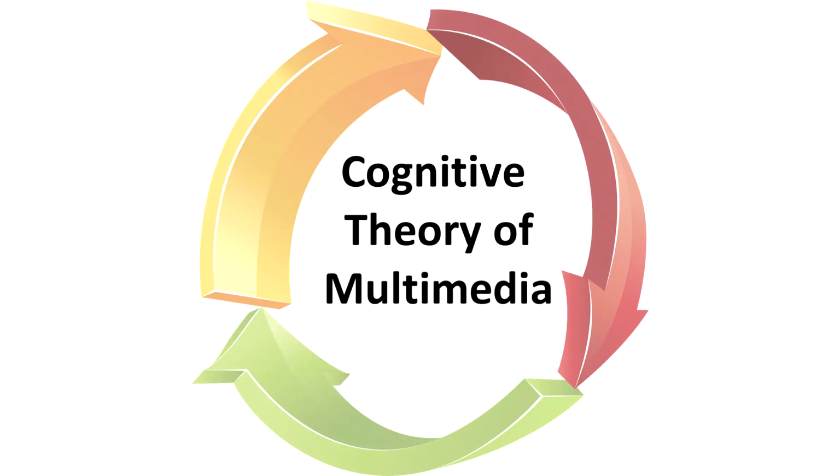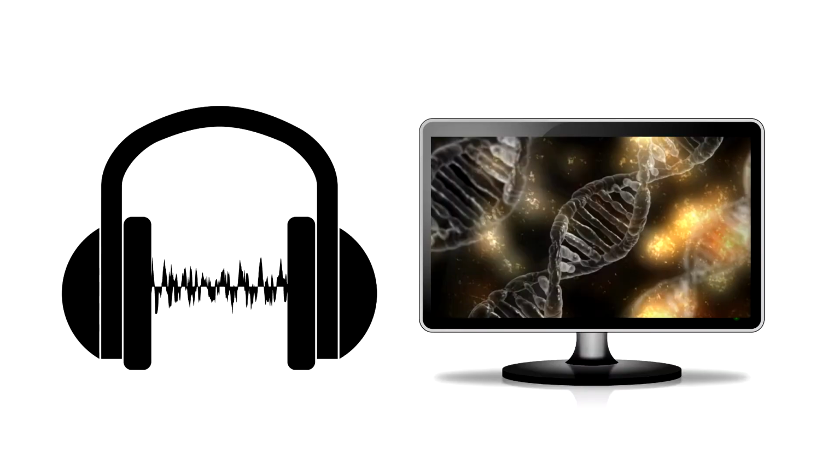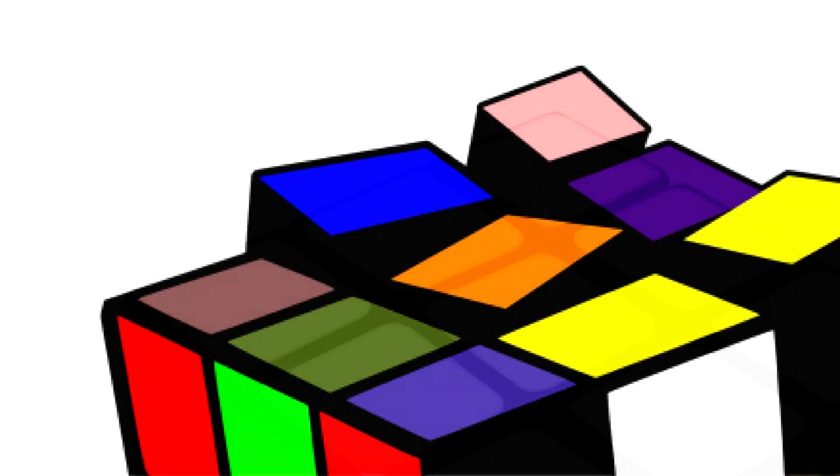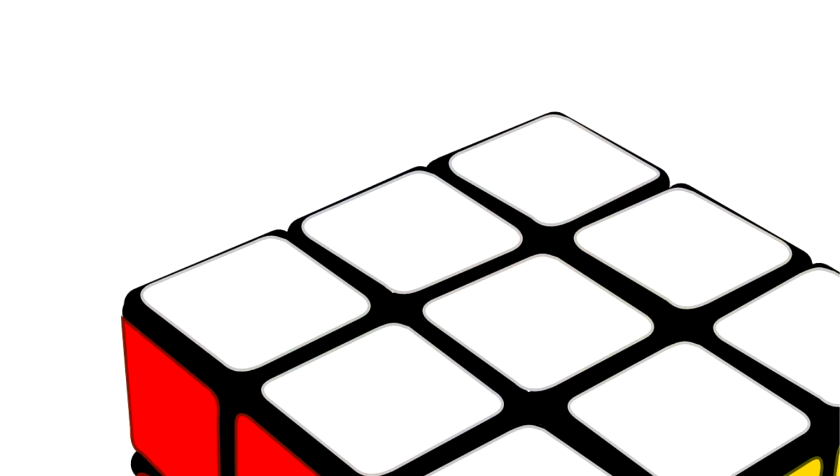The cognitive theory of multimedia introduced us to the idea that there are three facets to multimedia learning. First, we possess two channels for processing information: auditory and visual. Second, our ability to process information has limits, and the third piece to this is that we learn through filtering, organizing, and integrating new information with prior knowledge.